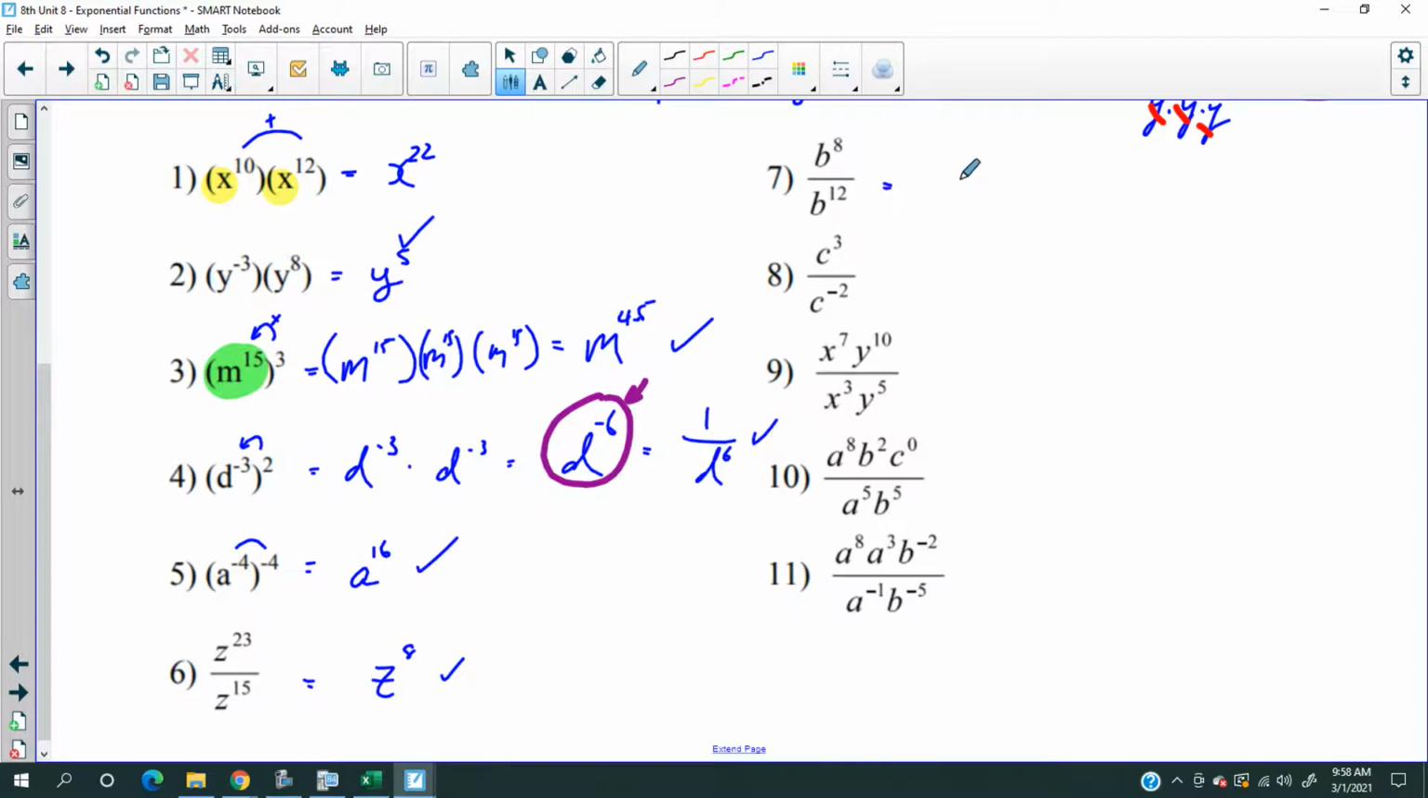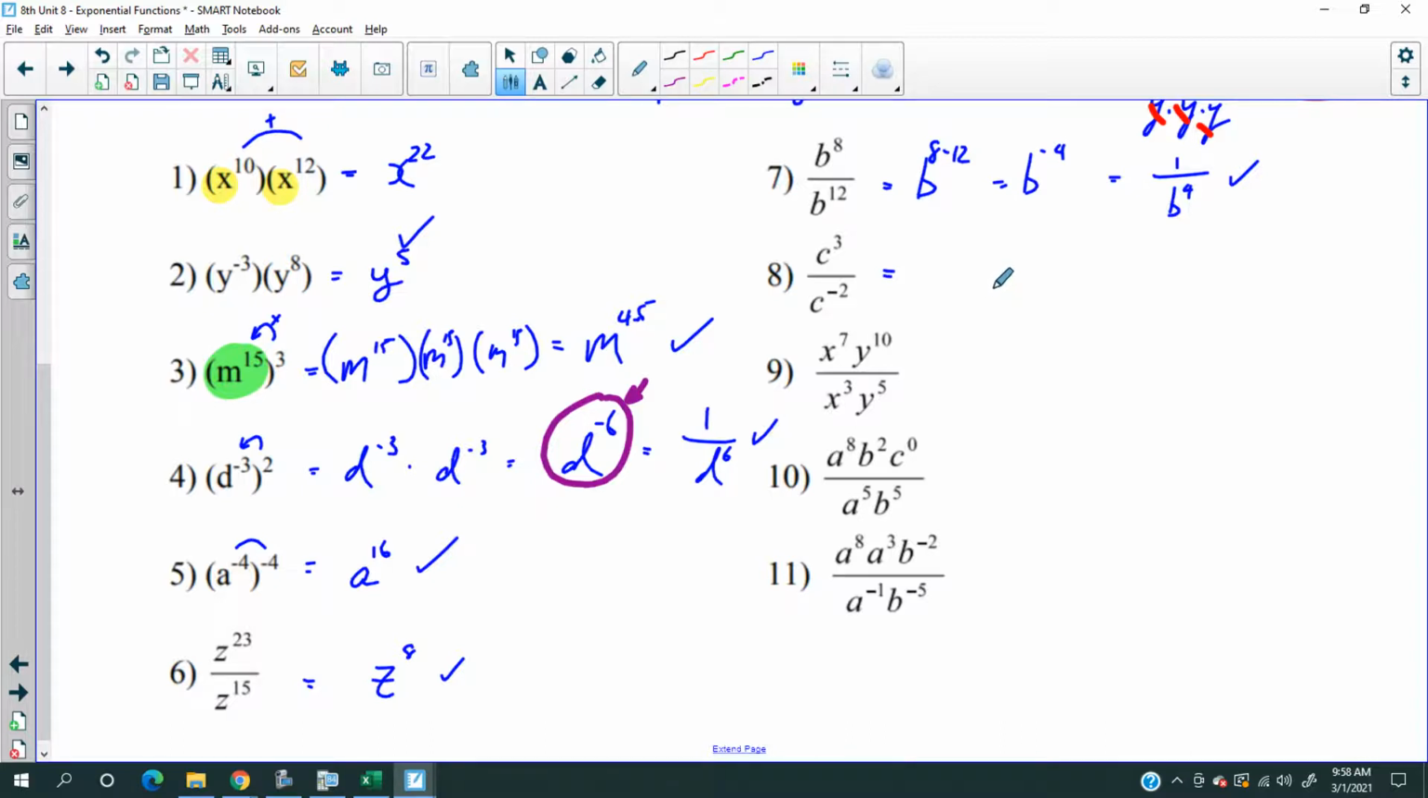Now look at this one, right? This really means 8 minus 12, all right? I'll write it out here like this. So this is b to the negative 4th power, right? And so what is this? Now again, no negative exponent. So what does that mean? Yeah, 1 over b to the 4th power. Okay? All right.